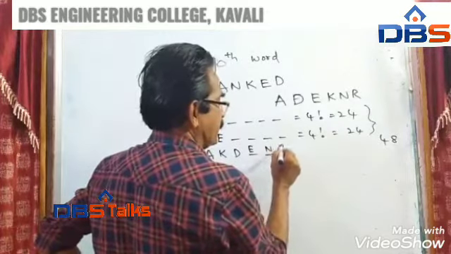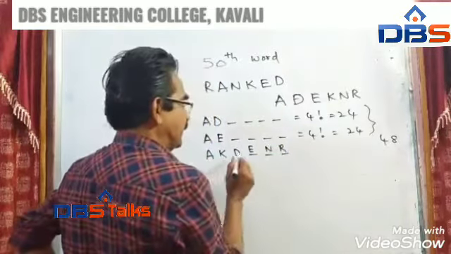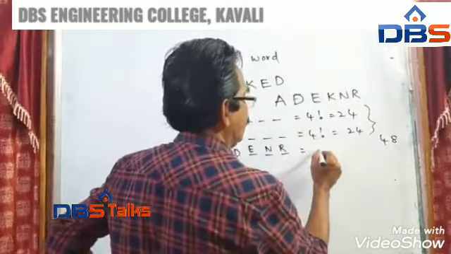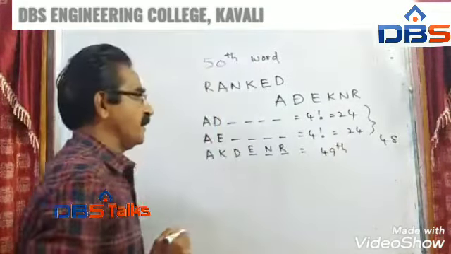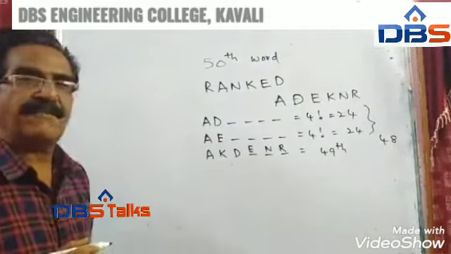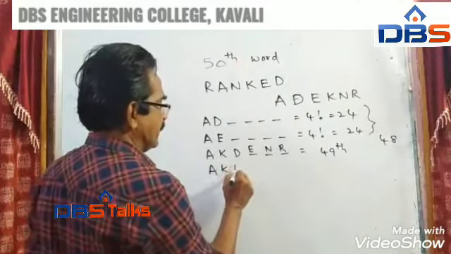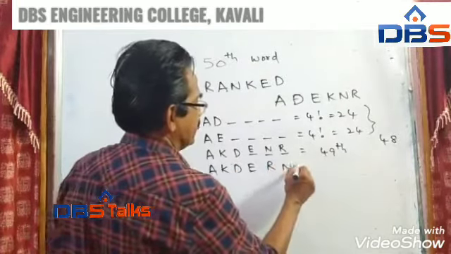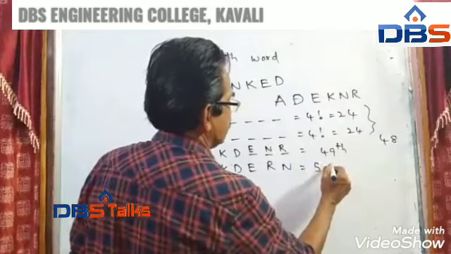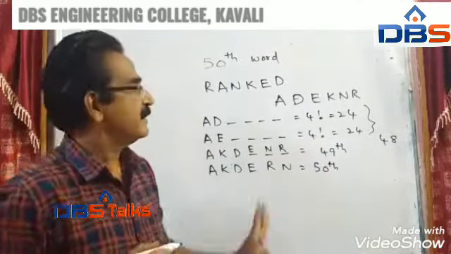The smaller letter is N. NR is one arrangement, RN is another arrangement. So AKDENR is the 49th arrangement, and the next arrangement is AKDERN. RN is the 50th arrangement. AKDERN is the 50th arrangement.